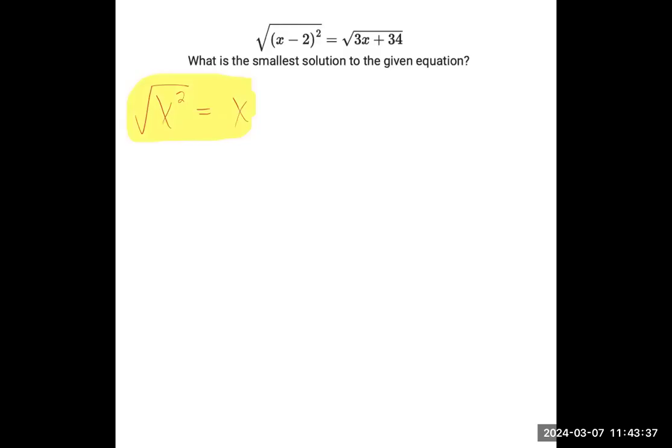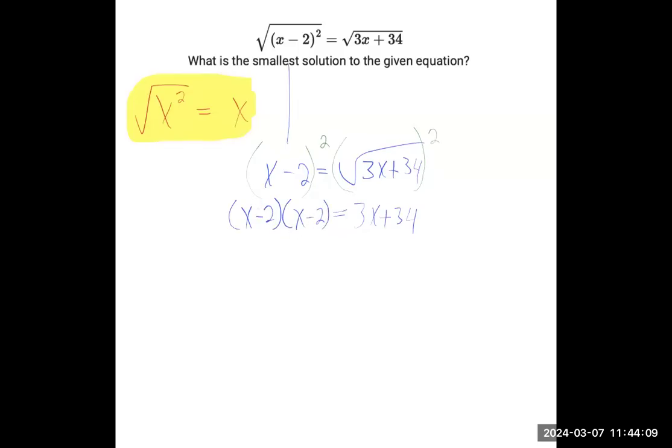That's kind of what's happening on the left-hand side of this equation. We have the square root of x minus 2 squared. So we should just rewrite that as x minus 2. And now we can go ahead and do what you usually do for radicals, which is square both sides. So we have 3x plus 34 here. And on this side, we have x minus 2 times x minus 2.